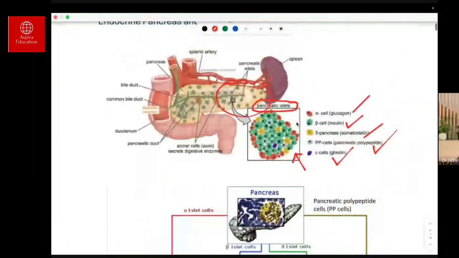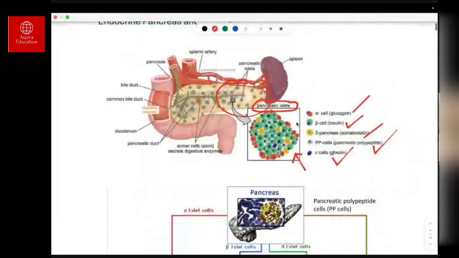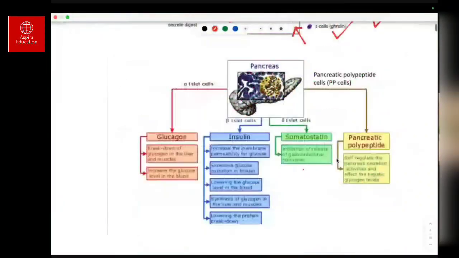Most of you have heard about the islets of the pancreas, right? The alpha cells, the beta cells, the delta cells, and epsilon cells. And what do the cells of the pancreas do? The alpha cells produce glucagon, okay? And glucagon is primarily involved in breakdown of glycogen in the liver and muscles. And it also causes the glucose level to go up in the blood.